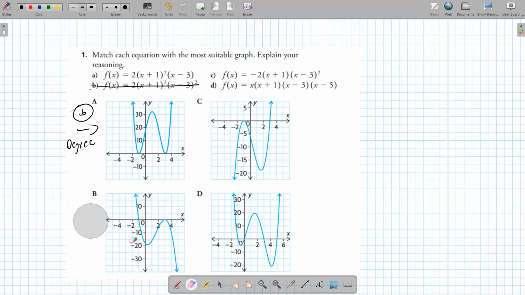All right, what about graph B? You got this. Which equation makes sense for graph B? And again, notice there's a turning point, which means one of the zeros has a double root. So which one is it, A, C, or D?